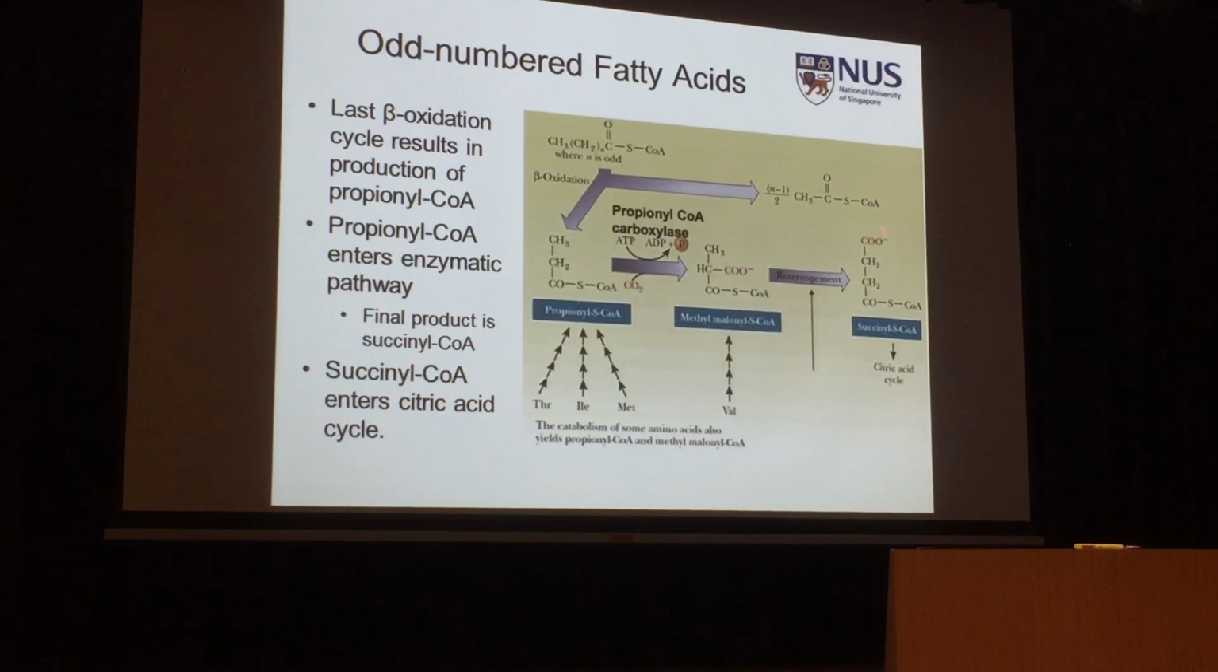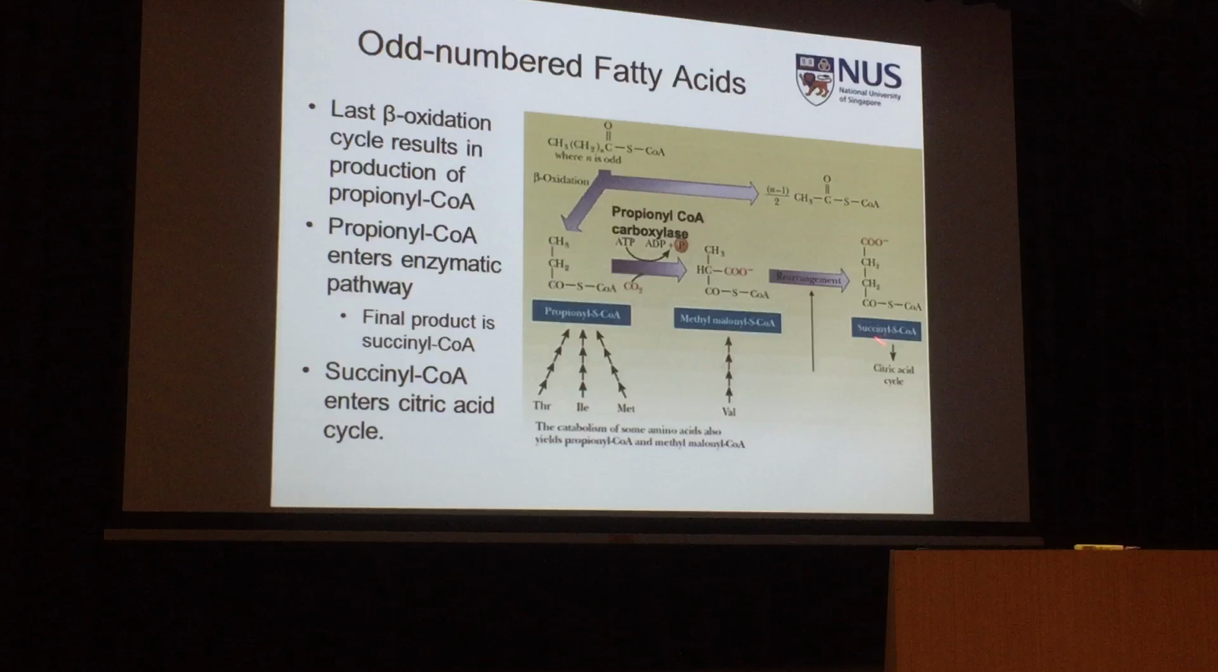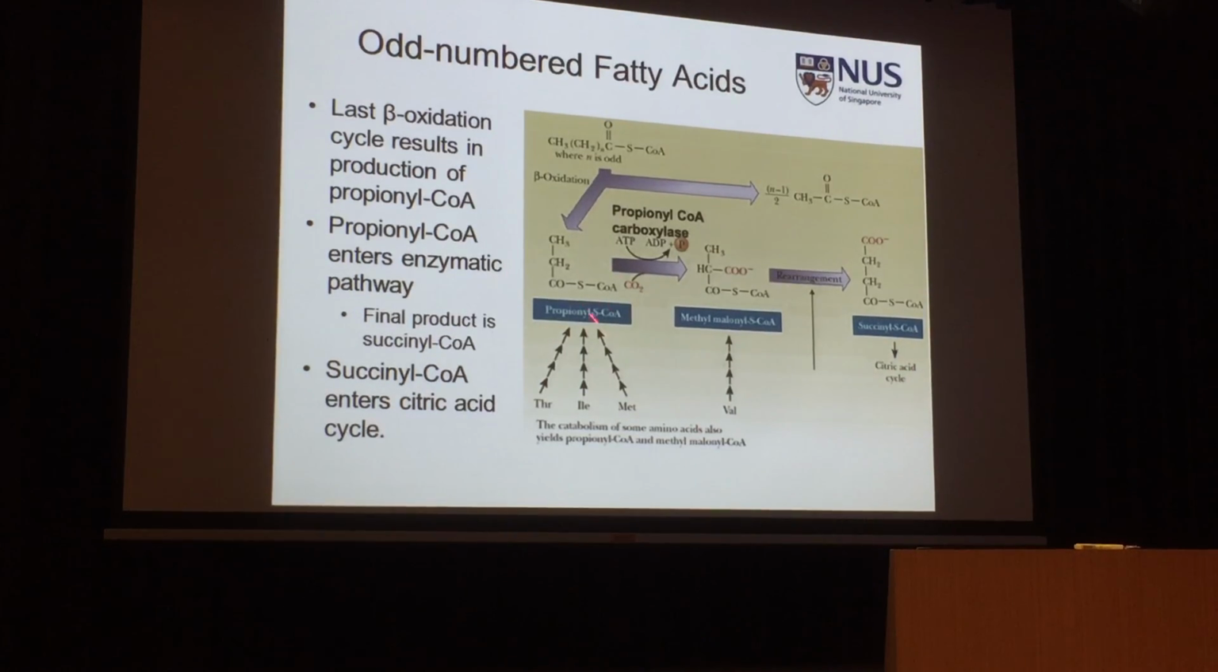Because this is a high energy compound. Anything CoA is high energy, like acetyl-CoA, succinyl-CoA, and all your acyl-CoAs. They are high energy compounds. So now it goes into the citric acid cycle. Fortunately for us, this doesn't accumulate. We can use it for our energy needs.